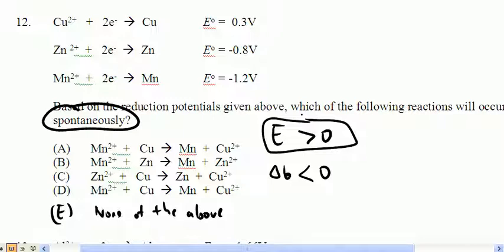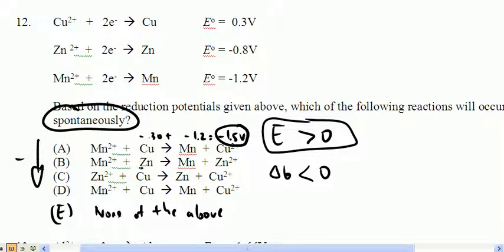In A, if you flip Cu, because that is who is oxidized, you get negative 0.30 plus a negative 1.2, which equals negative 1.5 volts. If you go through and do this process for each one, they are all going to be negative all the way through. So it's really not that bad. You just look at each problem.